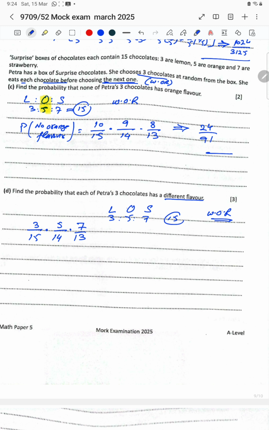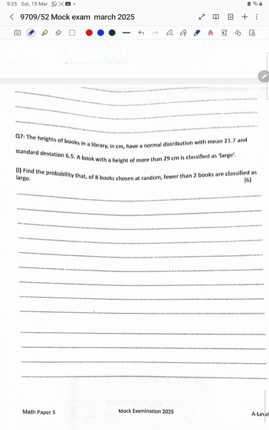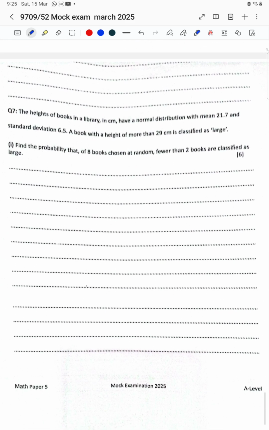So we can say 15 times 7 times 3, 105 out of, and you multiply these things, we have already done it, 2730, or 182 is the answer. I hope it's clear. Yeah. And the final question.